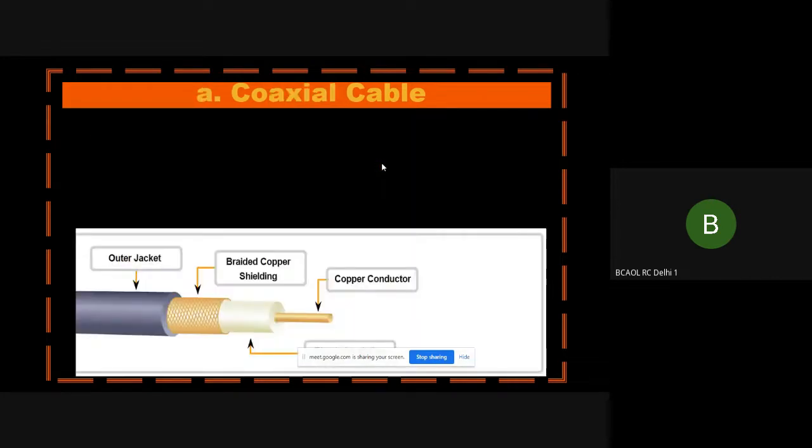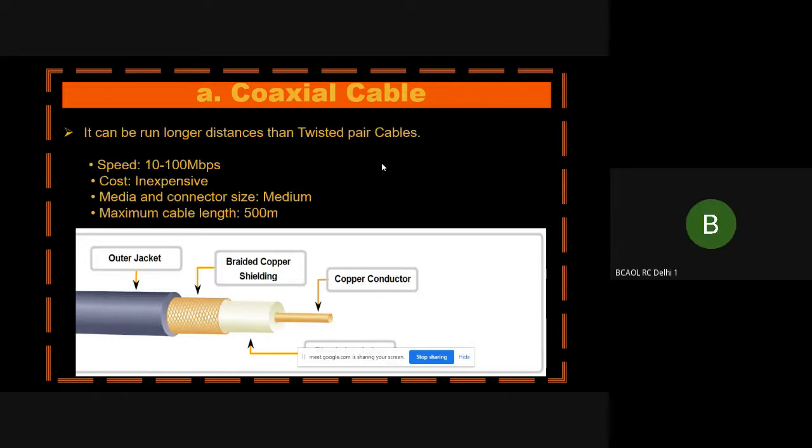We talked about three kinds of copper cable. The first one is coaxial cable. Can you see this cable? This is a coaxial cable. It can be run longer distance than twisted pair cables. Speed is 10 to 100 megabits per second. Cost is inexpensive, that is, it is not expensive. Media and connector size is medium, and maximum cable length is 500 meters.